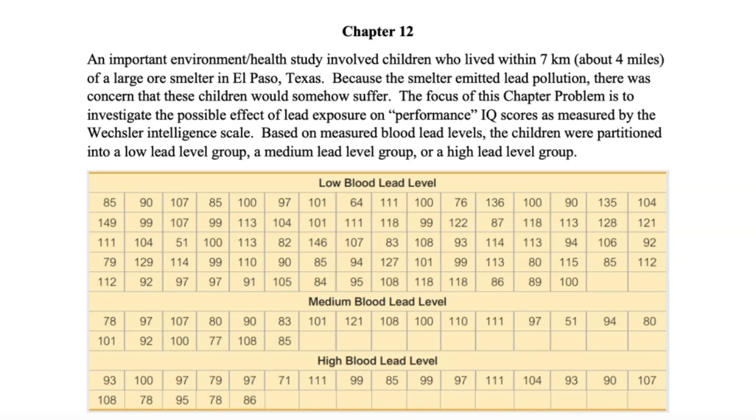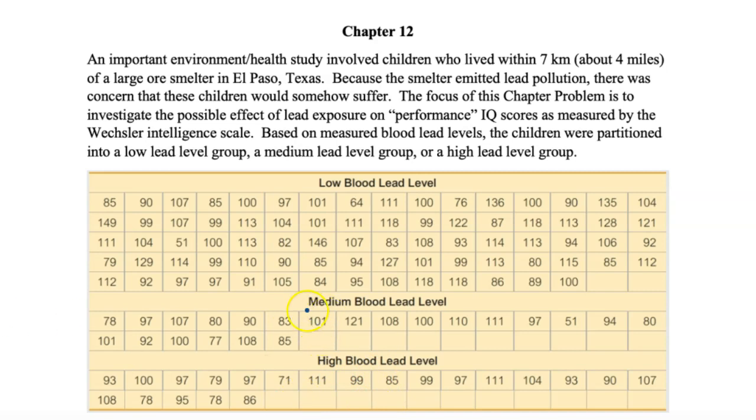Based on measured blood levels, the children were partitioned into a low-level group, a medium-level group, or a high lead level group. And back in this first Excel lab, what we did was compare the low blood lead level group and the high blood lead level group. We did this in our section on comparing two means. So we compared the mean of the low lead level group to the high lead level group. This did a sufficient job of determining if there was a difference between the mean IQ for those who weren't that exposed and the mean IQ for those that were very exposed.